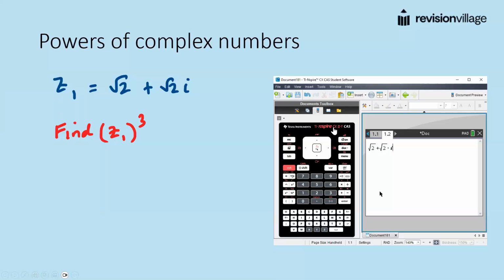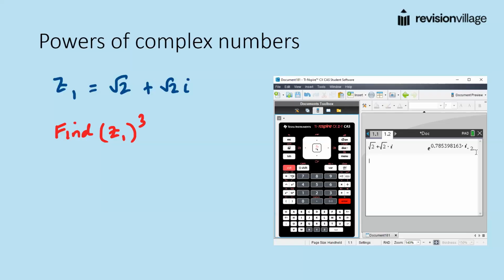Hopefully you're following along. And when I press enter, you'll see straight away it's given an answer in exponential form. And it always, for some reason, writes the exponent part first, and then it writes multiplied by the modulus, which is not what we're used to. But this is basically saying that this is 2 times e to the power of 0.7854i.